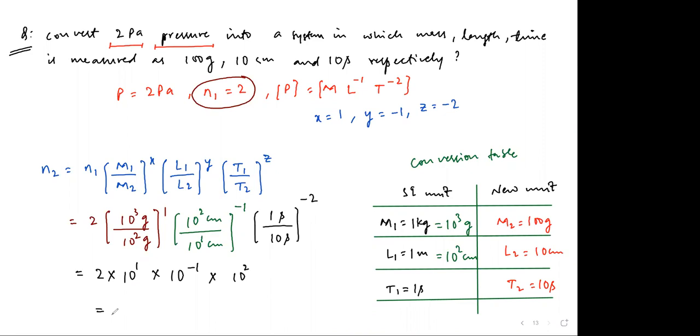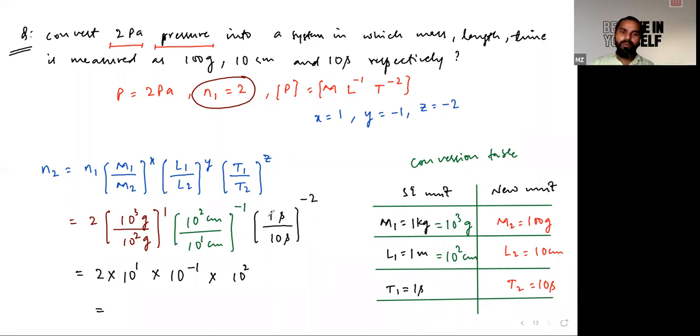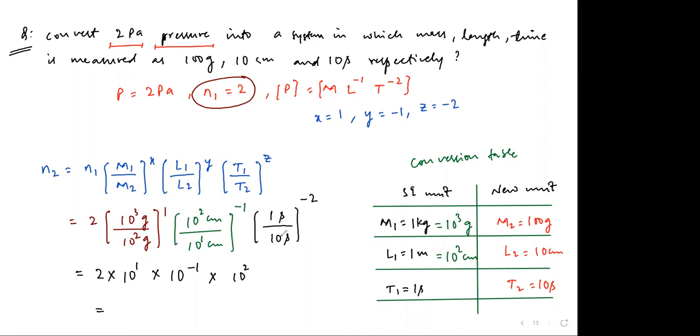Sir, what to do with seconds? 1 second by 10 seconds. We have the fraction 1 divided by 10. If a fraction gets interchanged, meaning the numerator moves to the denominator and the denominator moves to the numerator, then the exponent changes its polarity. So we have -2 here. On reversing the numerator and denominator, this becomes +2.